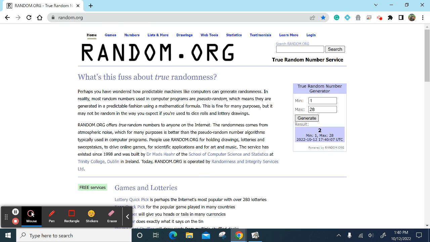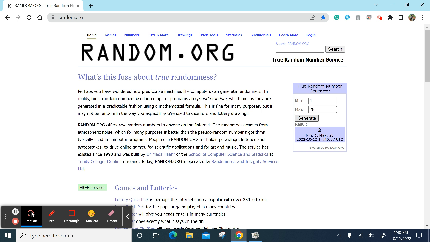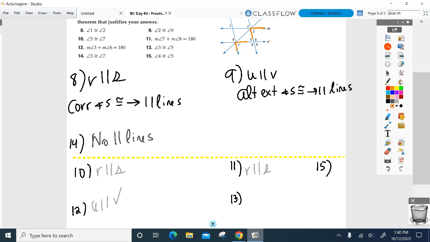Number 12. What lines are parallel? U and V. They give you 3 and 6 are supplementary, and 3 and 6 are? Same side interior again. 13. 3 and 5 are congruent. So what lines are parallel? U and V. Perfect. Because 3 and 5 are? Alternate interior. Great job. And then finally, number 15.